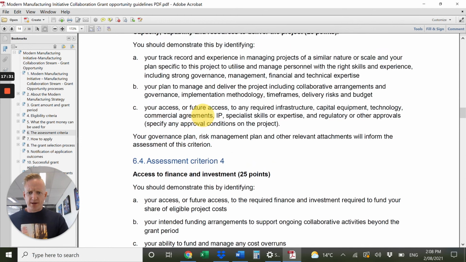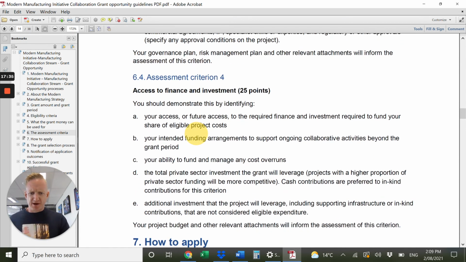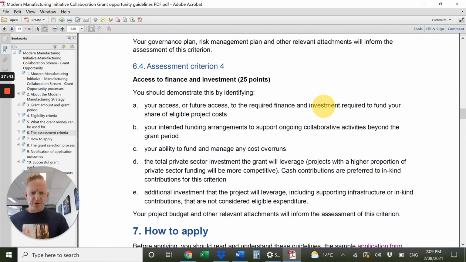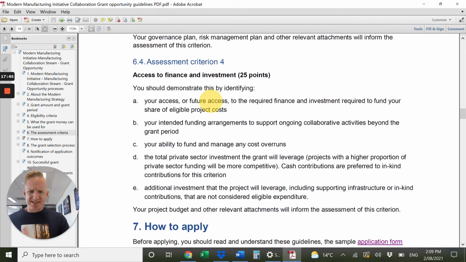So, okay, now we're into the final section, still worth 25% each. Your access or future access to required finance, investment required to fund your share of the eligible costs. So who is paying for this project? Is it an investor or is it yourselves? The best way to fund projects, or on paper appear to fund projects, is via your own cash. So demonstrate that you have the funds available.